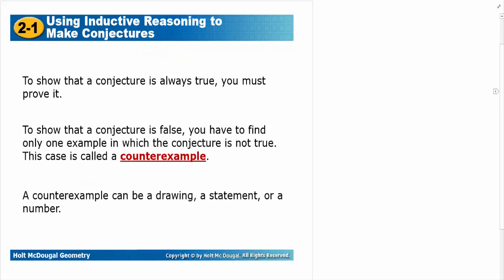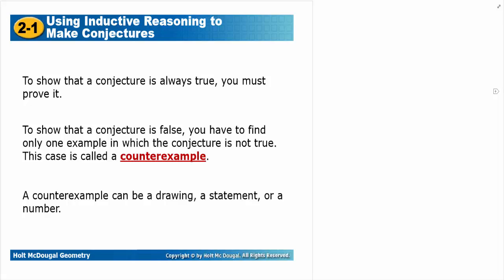So going into counterexamples, what you want to do to show that a conjecture is always true, you must prove it. And again, that's something we haven't done yet. We just made conjectures and that's it. We haven't proven anything yet. Obviously, that's what this chapter is about. It's about getting us into a situation where we can prove. We just haven't done it at this point.